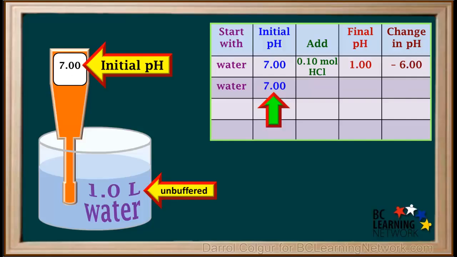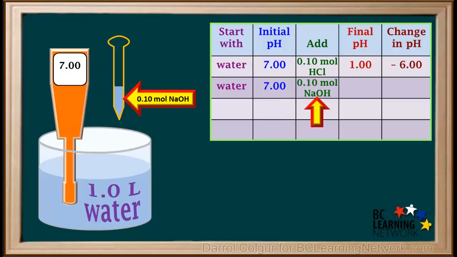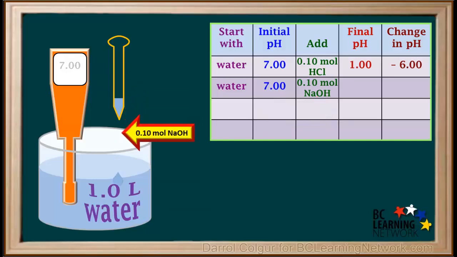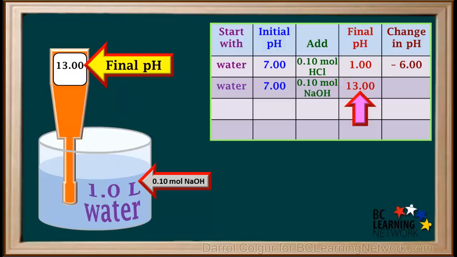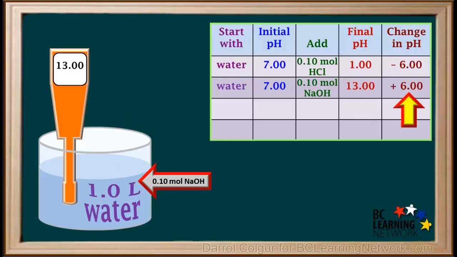Now we'll go back again and start with 1 liter of pure water. Again, its neutral pH is 7, and remember, water is unbuffered. This time, we'll add 0.1 mole of the strong base NaOH. Watch the pH meter. We'll make a note here that the final pH is 13. The pH went from 7 all the way up to 13, so that's an increase of 6 whole units.